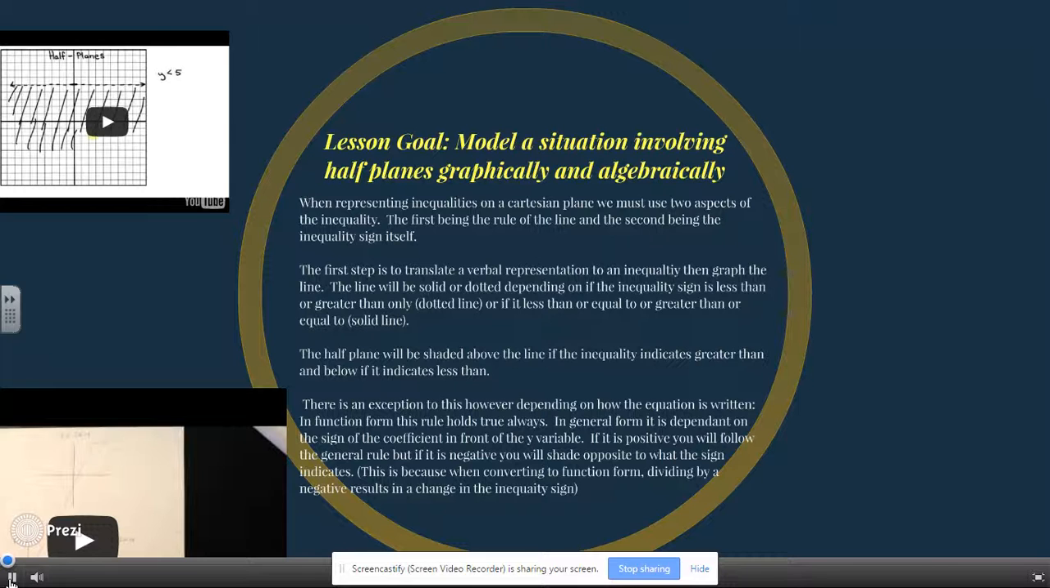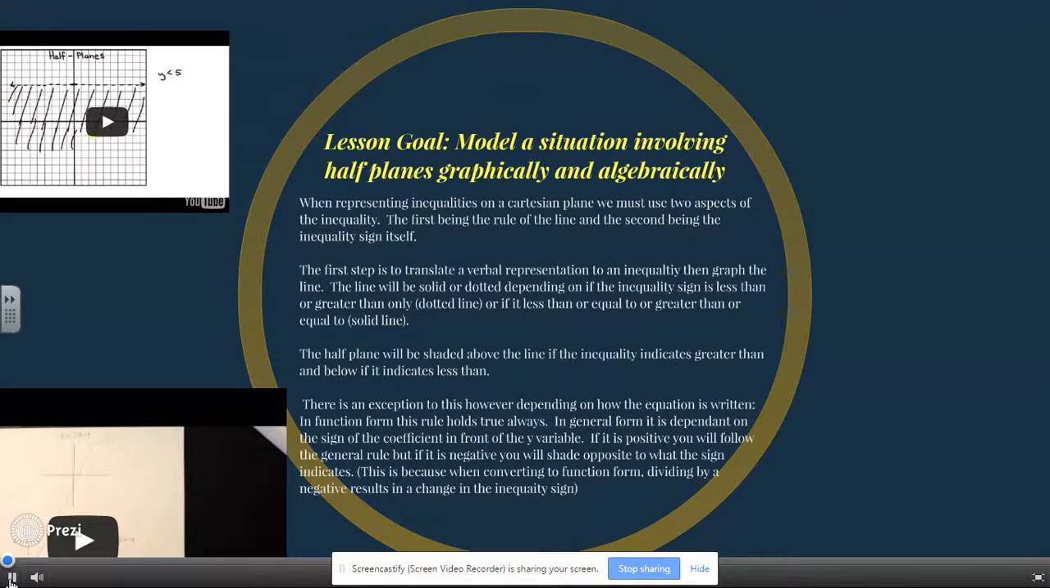The line will be solid or dotted, depending on the inequality sign. If it is less than or greater than only, it is a dotted line, or if it is less than or equal to, or greater than or equal to, it is a solid line. The half plane will be shaded above the line if the inequality indicates greater than, and below if it indicates less than. There is an exception to this, however, depending on how the equation is written.